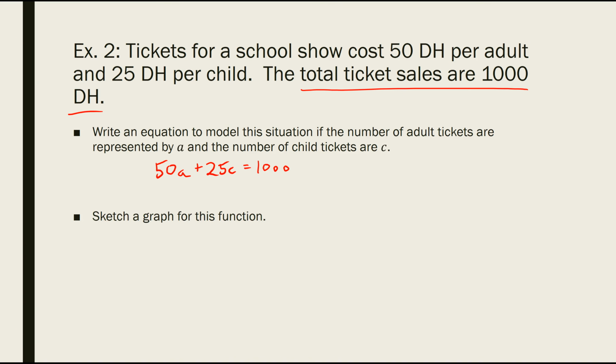So in order to sketch a graph for this function, it would be a really good thing to use the intercept method. And remember, for the intercept method, I'm plugging in 0 for A, and then I'm going to plug in 0 for C. So plugging in 0 for A, we know that this term goes away, and to solve for C, I'm just dividing by 25. 1,000 divided by 25 is 40.